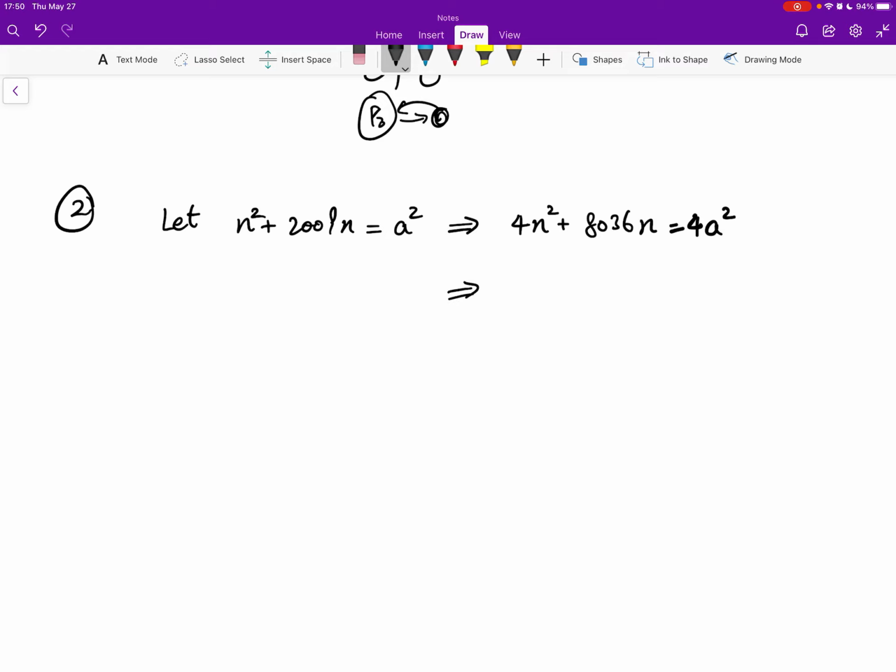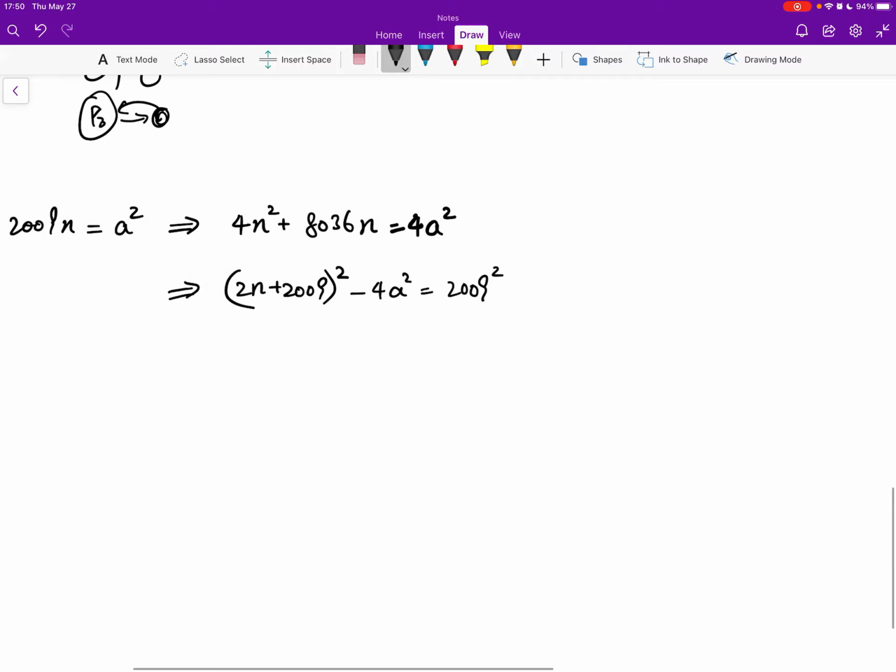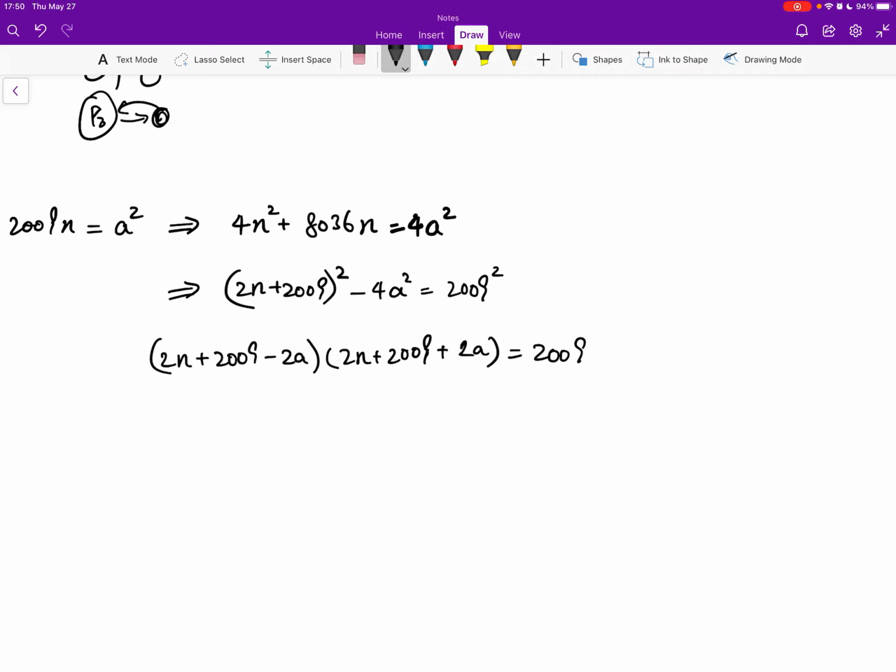What does this mean? This means that 2n plus 2009 squared minus 4a squared equals 2009 squared. And this gives us 2n plus 2009 minus 2a, times 2n plus 2009 plus 2a, equals 2009 squared.